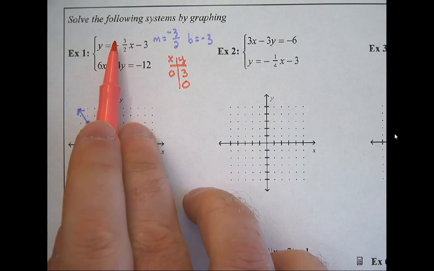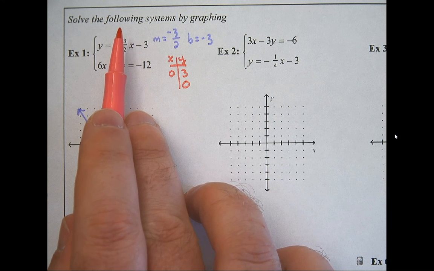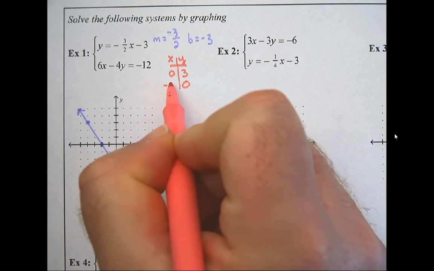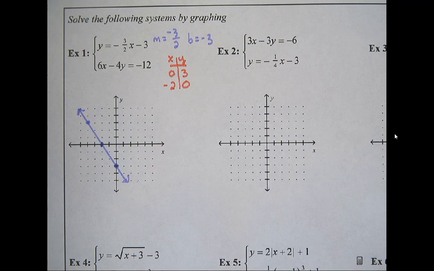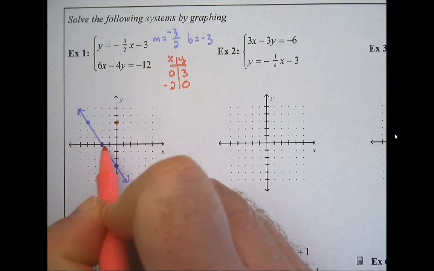And then I put a 0 in for y. That means the y term now is gone. So I have an equation that says 6x equals -12. So x equals -2. And then I plot those 2 points and play connect the dots. 0, 3, and -2, 0.